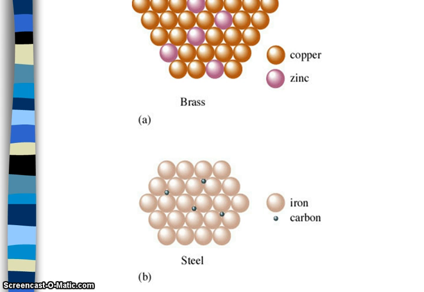So if we look here, we have two models of our substitutional alloys and our interstitial alloys. Up along the top, we've got a model of what brass would look like, where we're replacing some of the copper atoms with zinc atoms. And down on the bottom, we have a model of what steel would look like, where we have our iron atoms, and in the spaces between the iron atoms, we have carbon atoms.